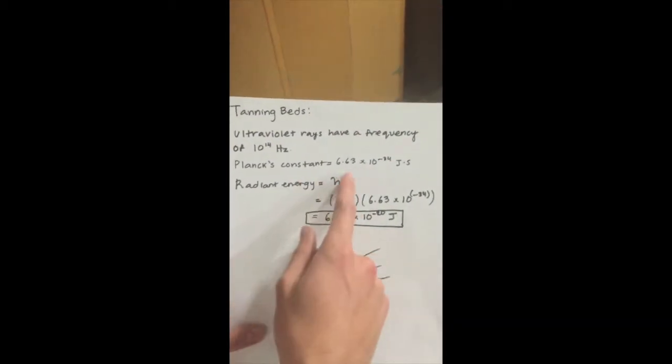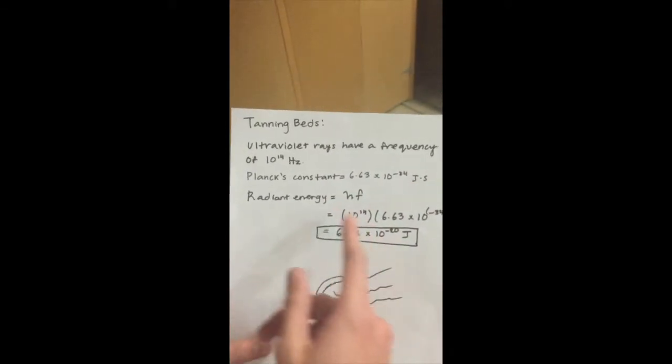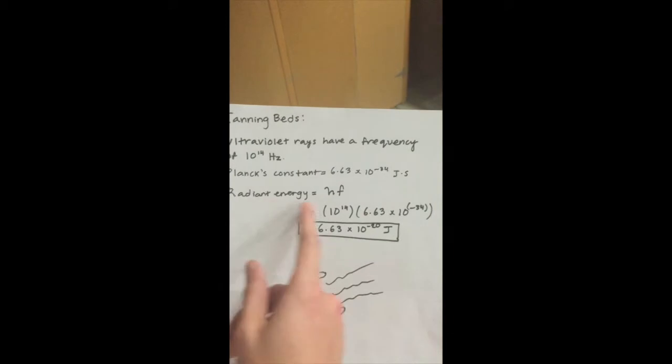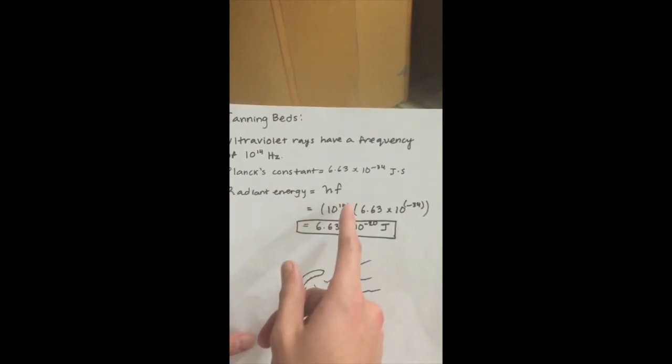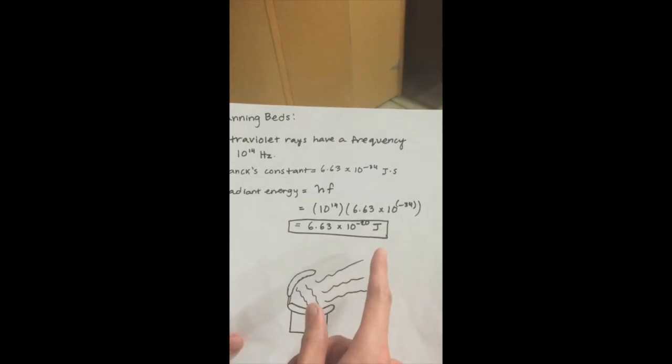So we can see Planck's constant is 6.63 times 10 to the negative 34 joules times seconds. The equation for radiant energy is equal to HF. We plug in the numbers, we get 6.63 times 10 to the negative 20th joules.